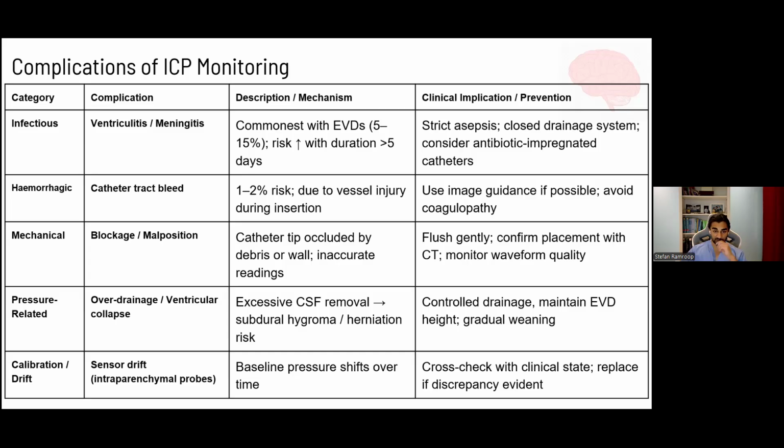Then we have pressure-related complications. So the classic one will be overdrainage. If your CSF drains too quickly, the ventricles can collapse, stretching the bridging veins and even leading to subdural hygromas or downward herniation. To prevent this, you always want to set your EVD height correctly and make sure that it's still at the correct height. You want to drain gradually and never leave the system open to free flow. And then for intraparenchymal probes, there's the issue of the central drift that we mentioned before.